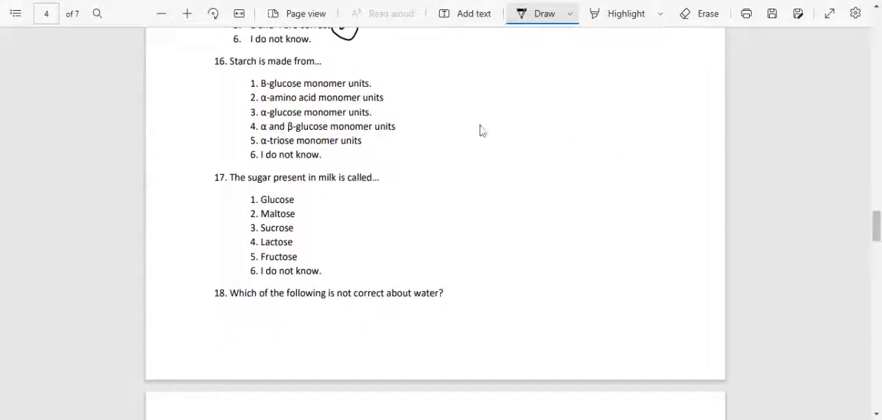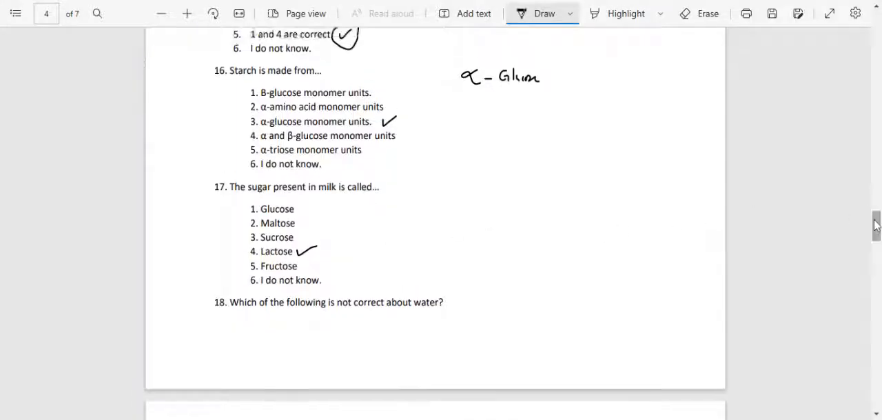Question 16. Starch is made from. Now, when you look at starch, starch is first going to come from glucose, and these are alpha glucose molecules. They are going to form first maltose, and then maltose now forms the starch. So it comes from alpha glucose monomer units. The sugar present in milk is called, well, milk sugar is lactose. We need to know that.